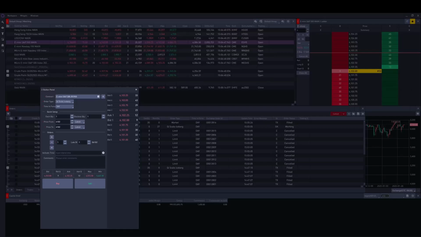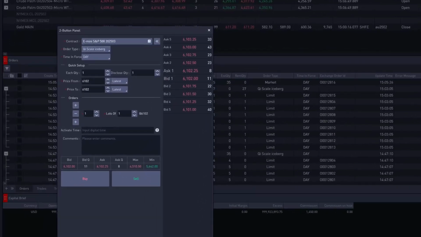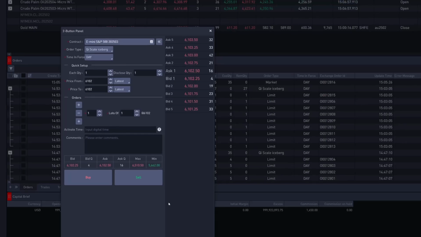Below is a detailed introduction to Chi Scale Iceberg. Chi Scale Iceberg orders combine the features of Scale Orders and Iceberg Orders. By setting different price gradients for Iceberg orders, large orders are broken down into smaller orders to be completed. When a suborder of a price gradient is filled, the Iceberg order for that gradient begins to dispatch the next suborder until all suborders are completed.